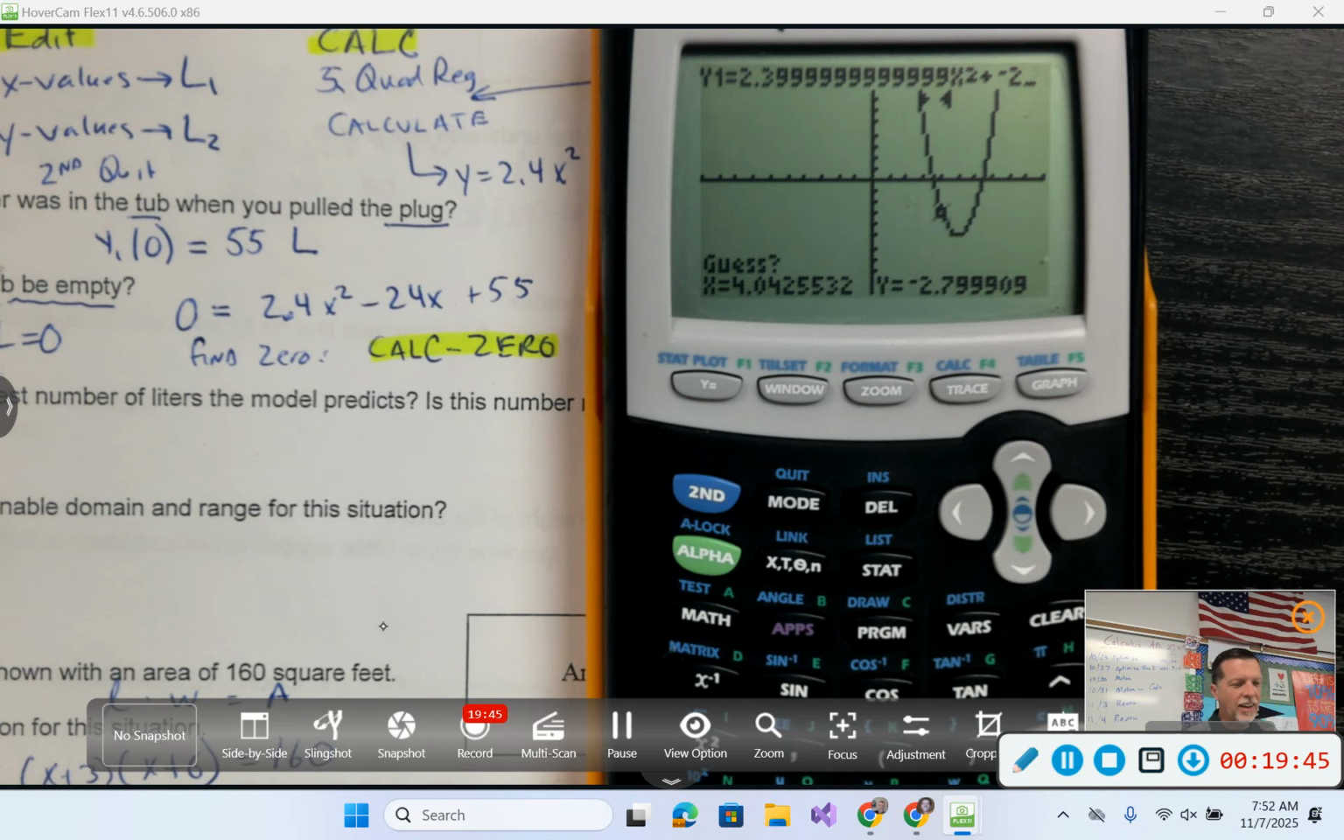Next, it asks for a guess. You can be kind to your calculator and get it closer if you want to. You can also just press enter. So if you press enter, it starts looking here. If you move it around, you can make it start looking here. And it does save milliseconds, but you won't even notice how quick it goes. So there's my answer.